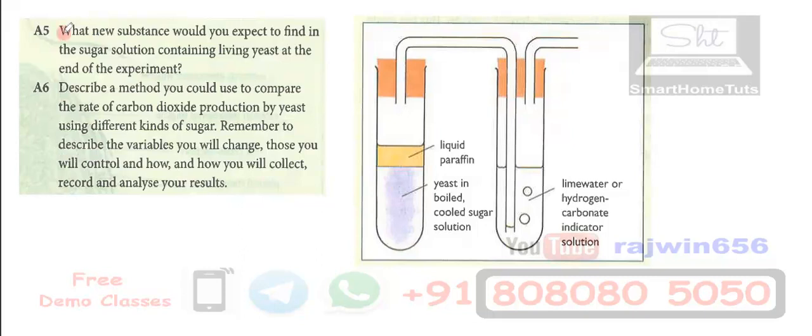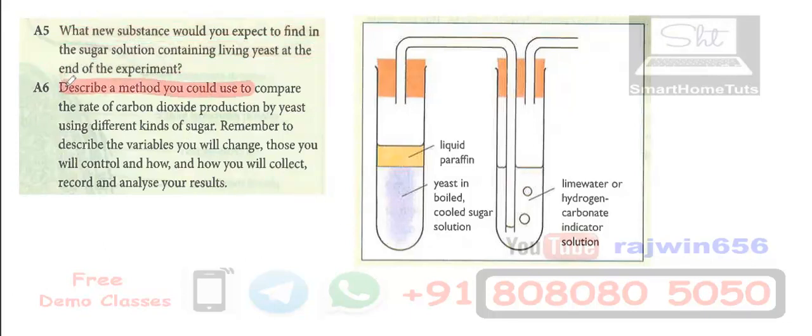Okay, yeah. What new substance would you expect to find in the sugar solution containing living yeast at the end of the experiment? What new substance would be produced? It can be alcohol. What is the other product that is formed? This can be alcohol.